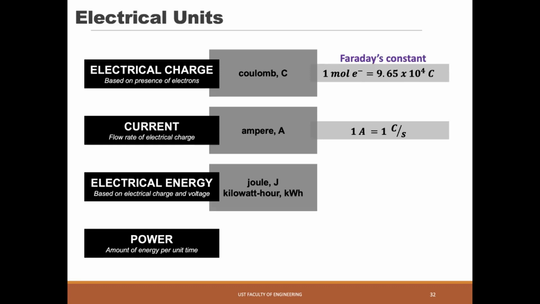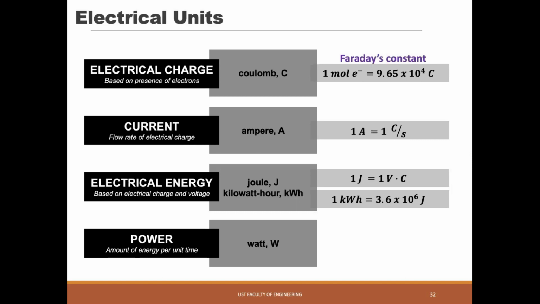Energy could either be expressed in joules, which is the standard unit of energy, or also in kilowatt hour, which is what we see in our electricity bills, for example. 1 joule is equal to 1 volt coulomb, which shows that the energy is purely based on electrical charge and the voltage, and we can simply convert these joules into kilowatt hour using the conversion factor. And finally, we have power, which is measured in watts, which is simply 1 joule per second.